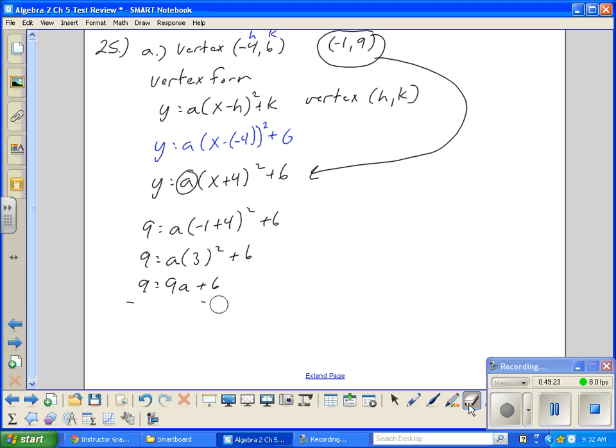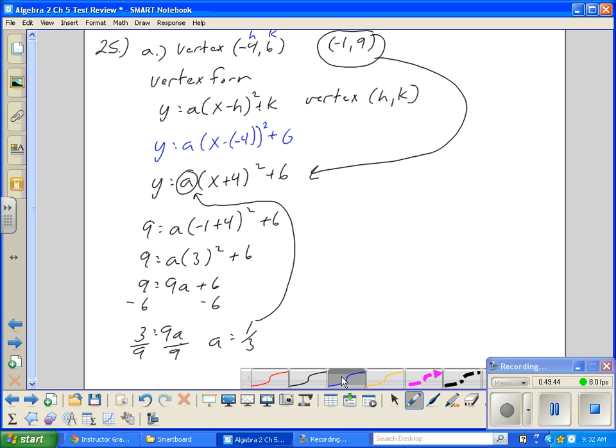Subtract 6 from both sides. So it's going to give us 3 equals 9a, divided by the 9. And our a term is going to be 3 over 9, which reduces to 1/3. So now I can take that and plug it in for a in that equation that we just had. So our answer is going to be y equals 1/3 times x plus 4 squared plus 6.